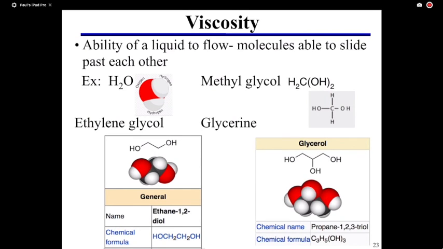Now, if I take a look at these examples, methyl glycol, ethylene glycol, and glycerin, okay, I can even arrange them in what I would predict to be increasing viscosities. And so which one would be the most viscous of these three? Methyl glycol, ethylene glycol, or glycerin?